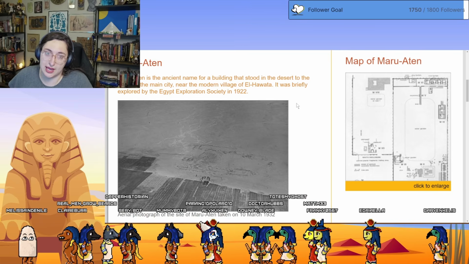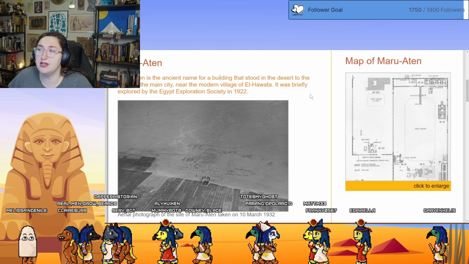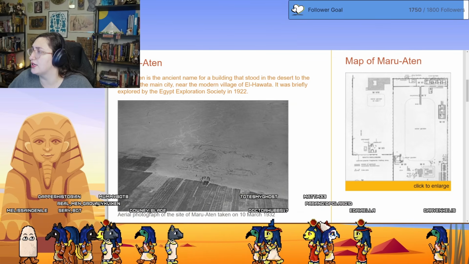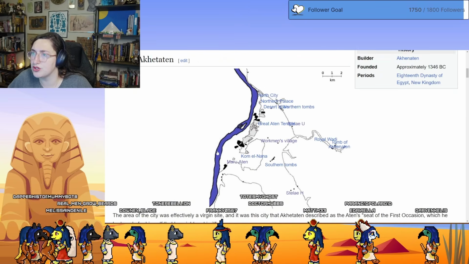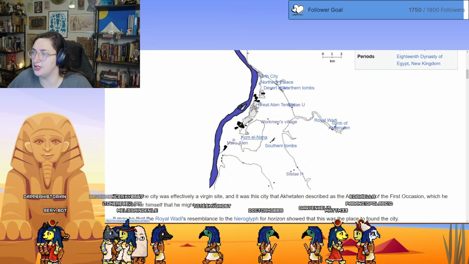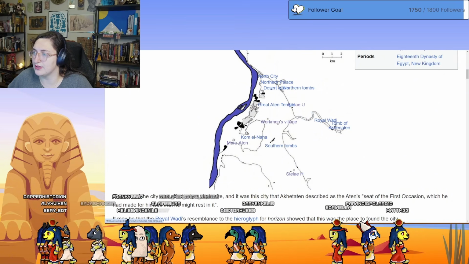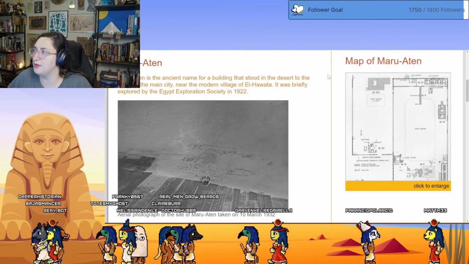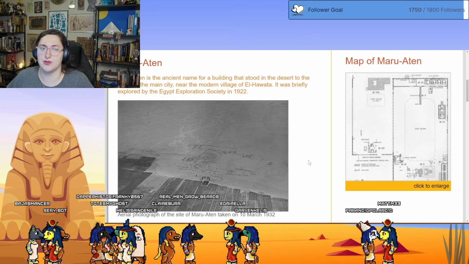Maruatan is the name of an ancient building that stood in the desert to the south of the main city. Actually, I'll show you where it is on the map here. It's very south. It's kind of all the way down here, while everything else is mostly up here. It's kind of out in the middle of nowhere. It doesn't really make any sense why it's so south.